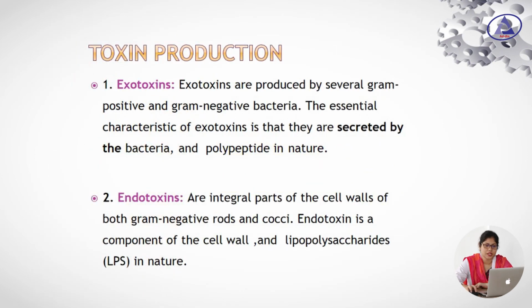Now toxin production. There are two types of toxin, exotoxin and endotoxin. Exotoxins are produced by several gram-positive and gram-negative bacteria. The essential characteristics of the exotoxin are that they are secreted by the bacteria and polypeptide in nature. Endotoxins are an integral part of the cell wall of both gram-negative rods and cocci. Endotoxin is a component of the cell wall and polysaccharide in nature.